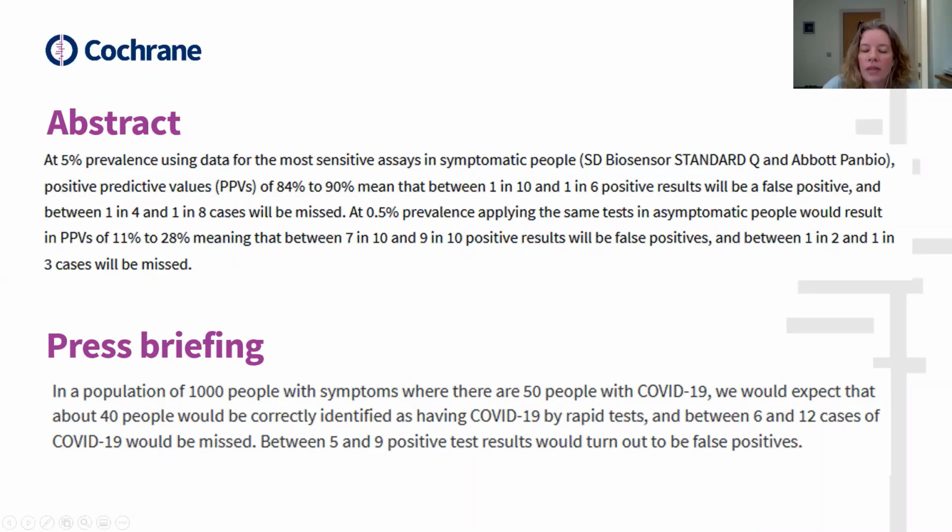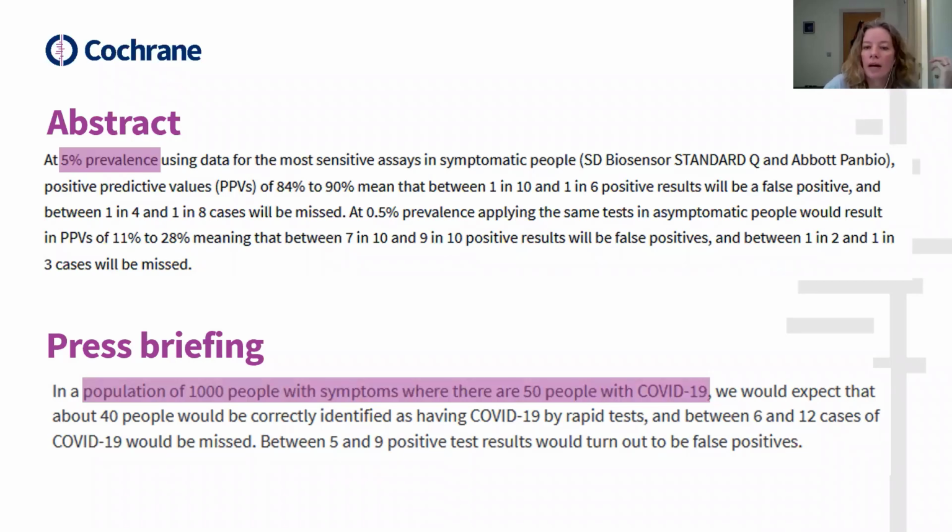So the decision was made to focus on results for the most accurate tests and use the results at the lowest prevalence. And we took a slightly different approach to describing the numbers depending on the audience. So in the abstract, we talked about 5% prevalence, but in the press briefing, we described that as 50 per 1,000 people with symptoms.